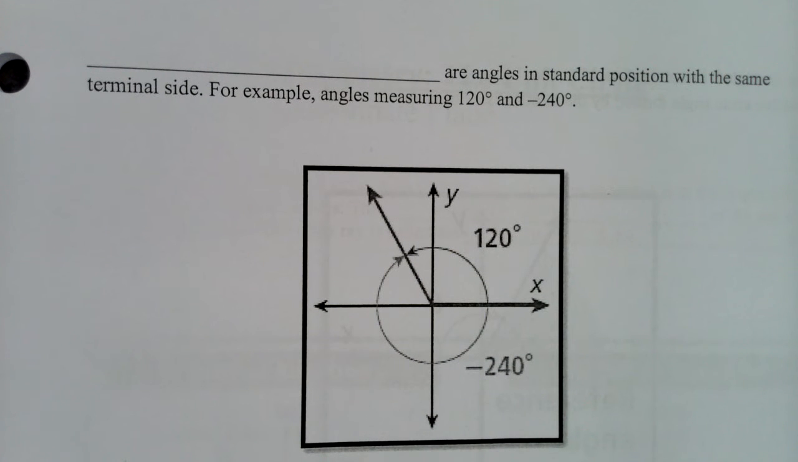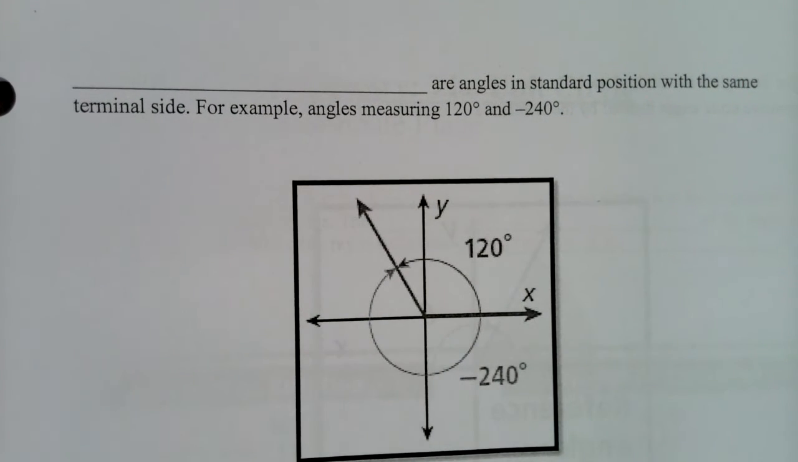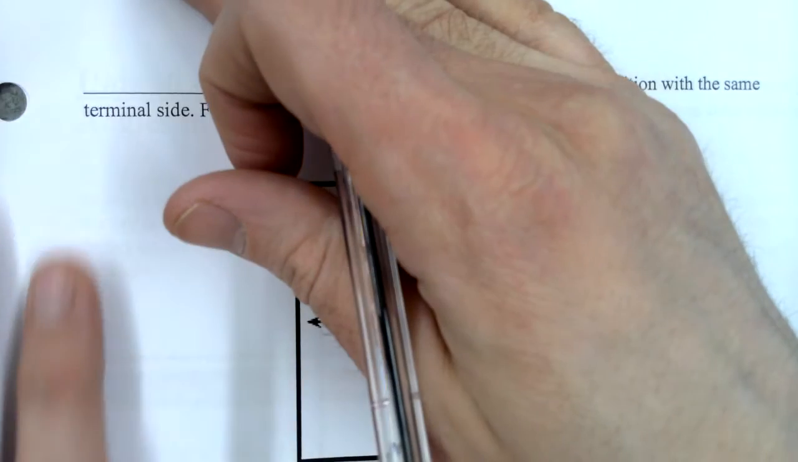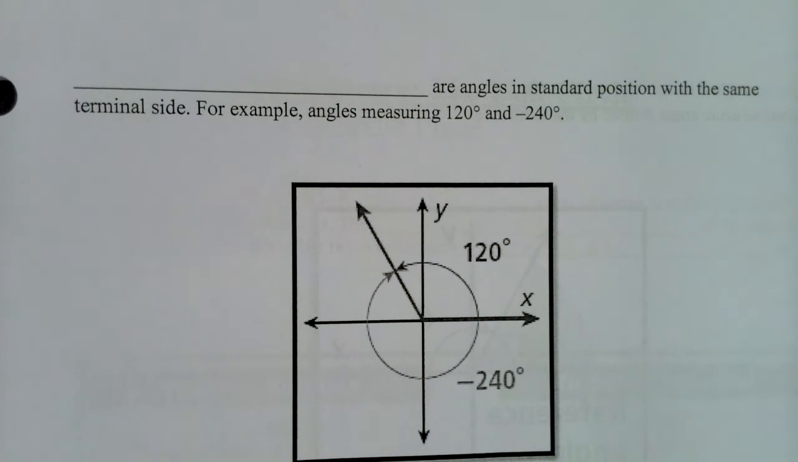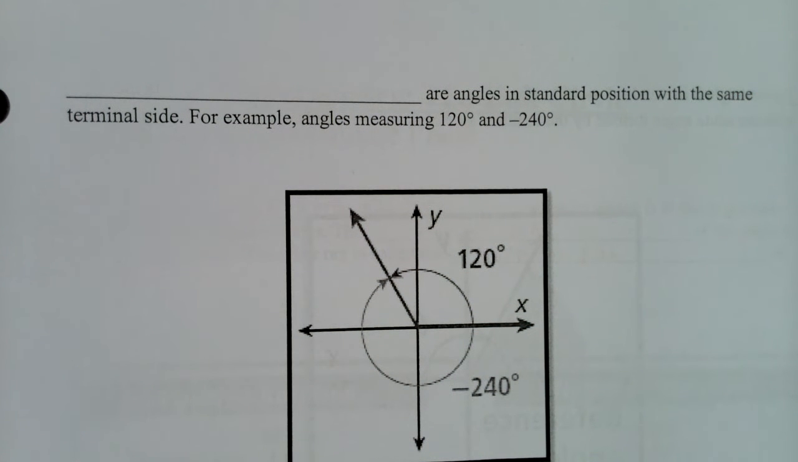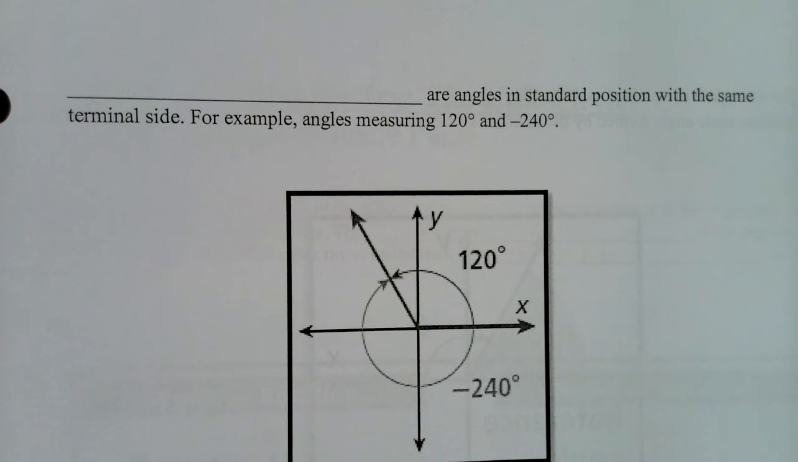Okay, one definition. Coterminal angles are angles in standard position with the same terminal side. Like co-workers work at the same place. Collinear points are points on the same line, all back to geometry. Coterminal angles are angles with the same terminal side.